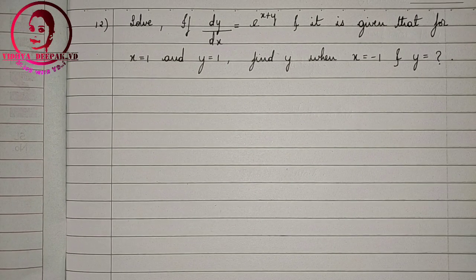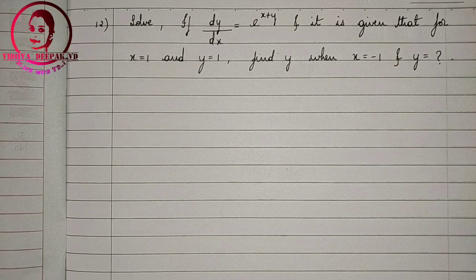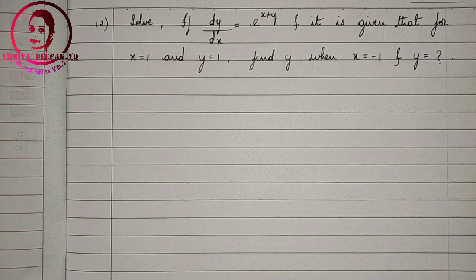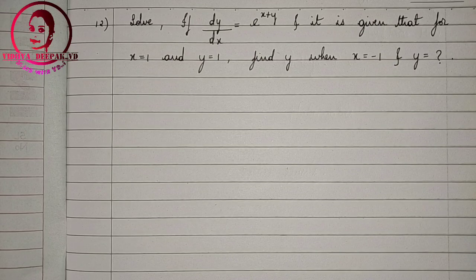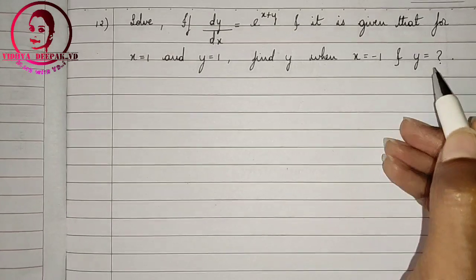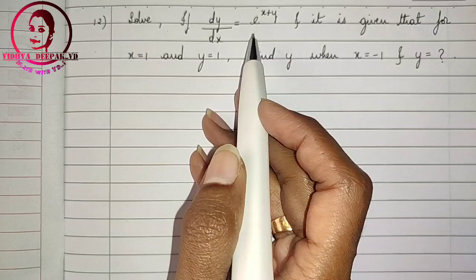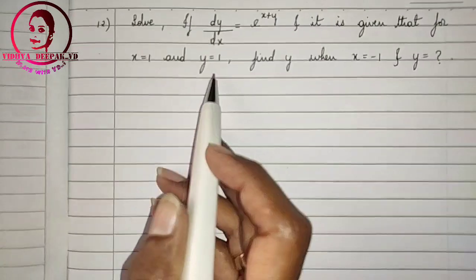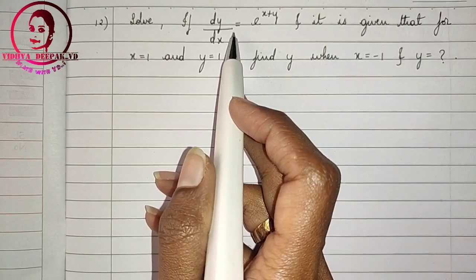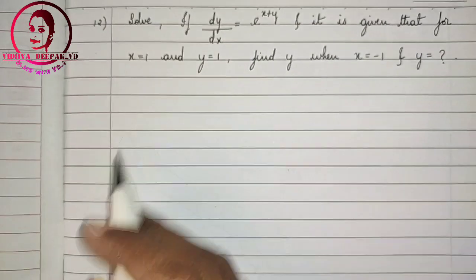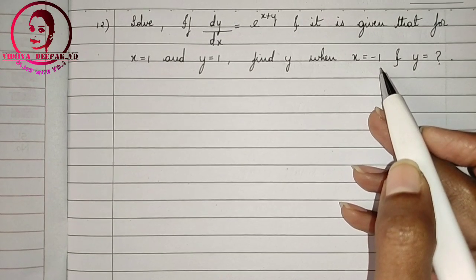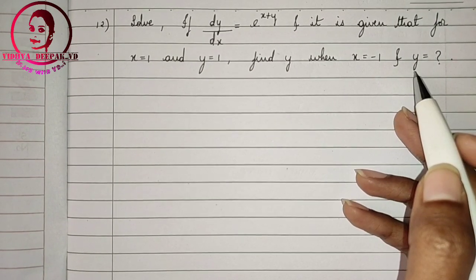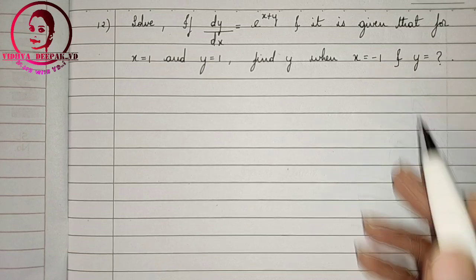Solve: dy by dx is equal to e to the power of x plus y, and it is given that for x is equal to 1, y is equal to 1. Find y when x is equal to minus 1. That means we have to find y. After solving this equation, we have to substitute the x and y values into the answer. Then you will get an equation, right? From there, again you have to substitute x is equal to minus 1 and find what y is.